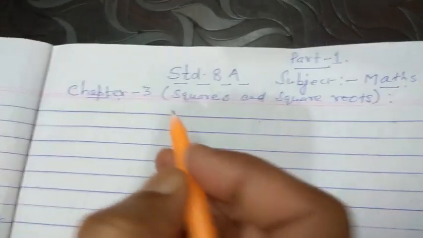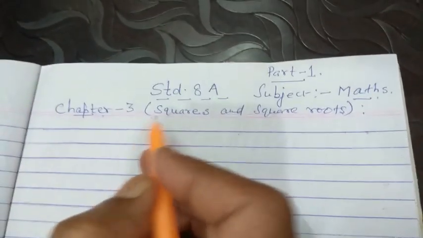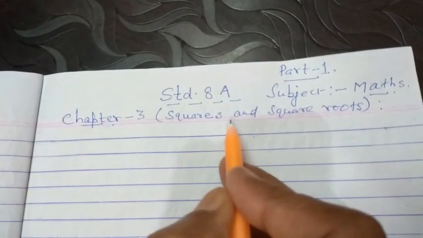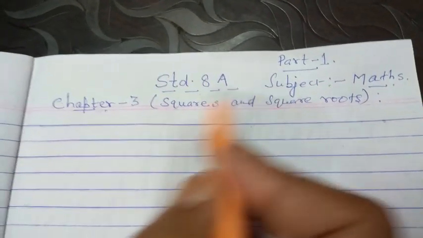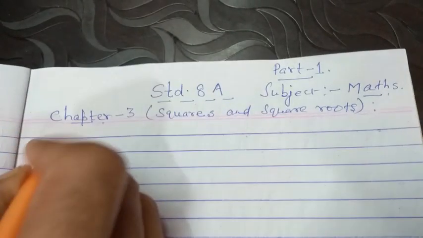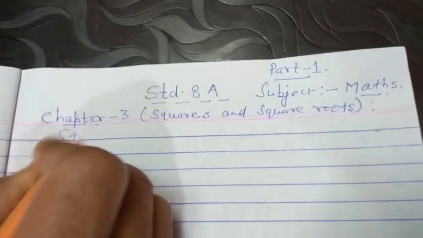Students, now I am going to start chapter 3, squares and square roots, part 1 of this chapter. We first study about squares.